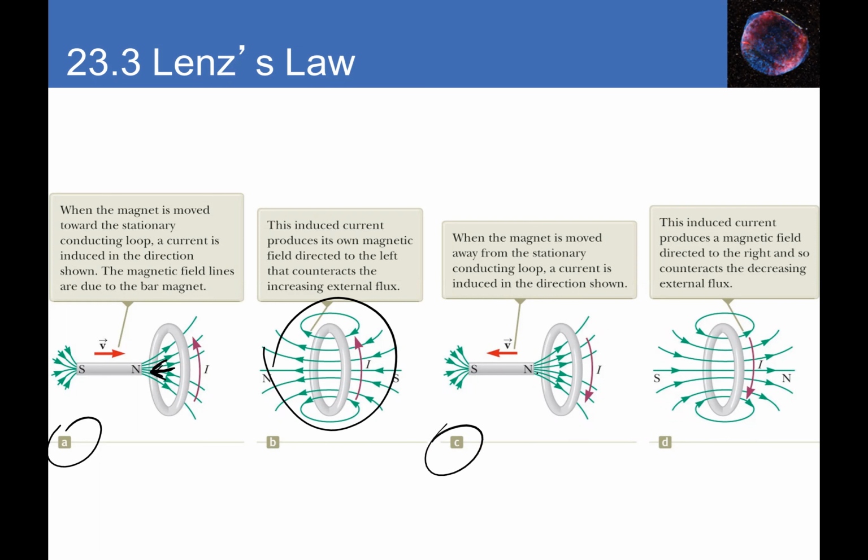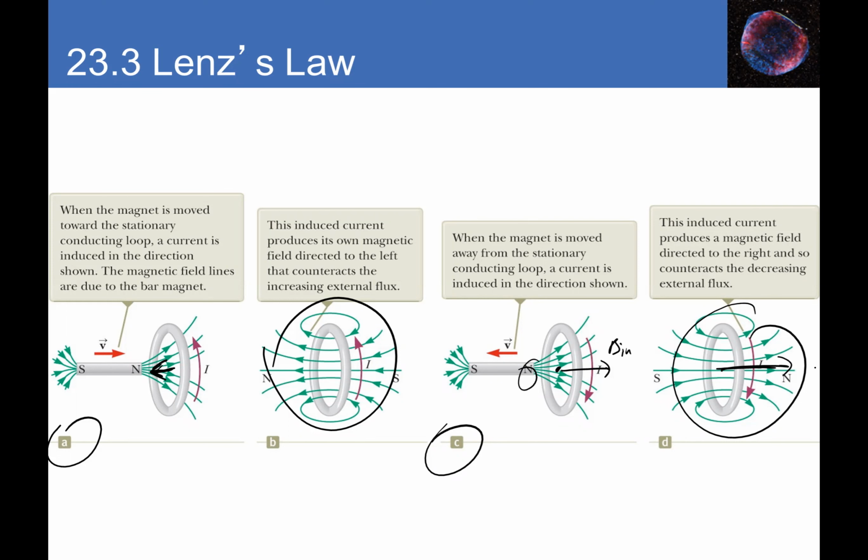But here, if the north of the magnet is moving away, that means here the magnetic field is decreasing. So it's going to need to pump magnetic field in the same direction, right? So this is the B induced, in the same direction as the external magnetic field to reinforce it. And in order to have a magnetic field to the right, it has to have a clockwise current, right? So those are basically the ways we can determine this, and this is the reason that the ammeter was giving us positive or negative depending on whether it was moving toward or away from our loop.